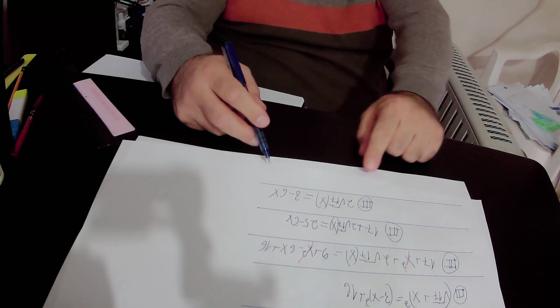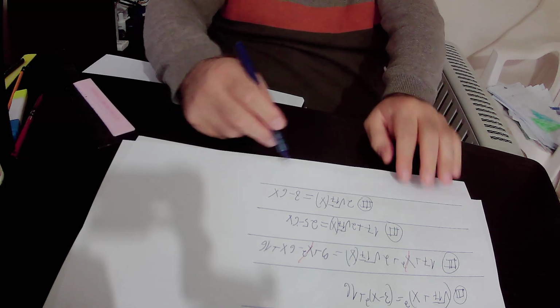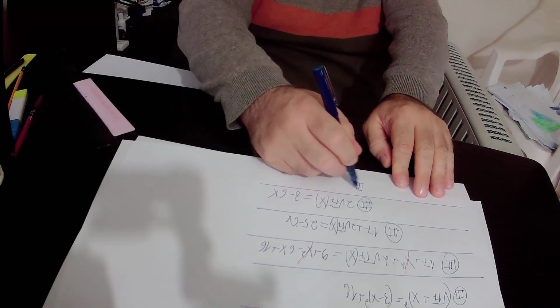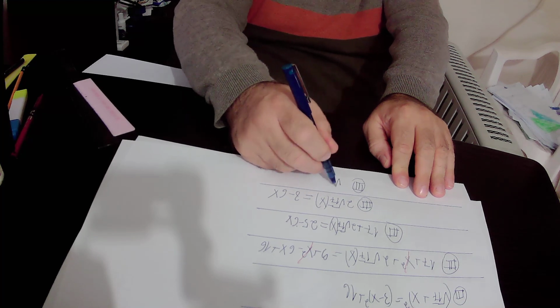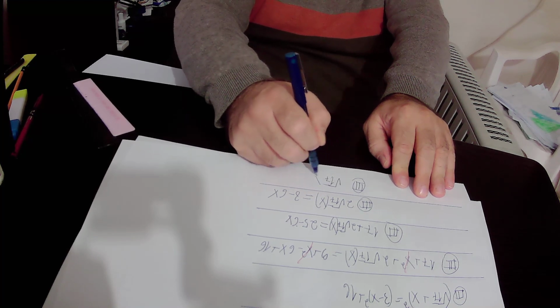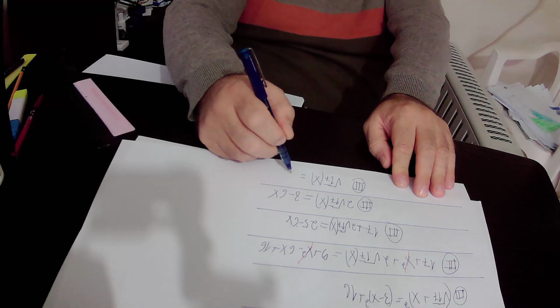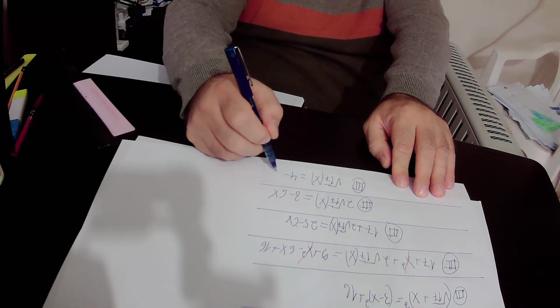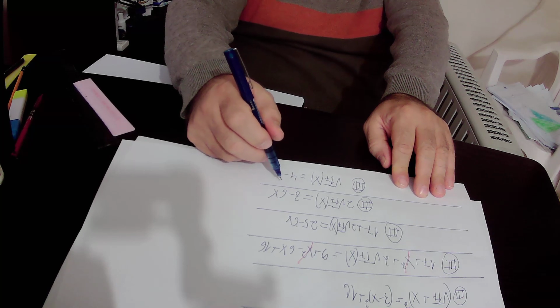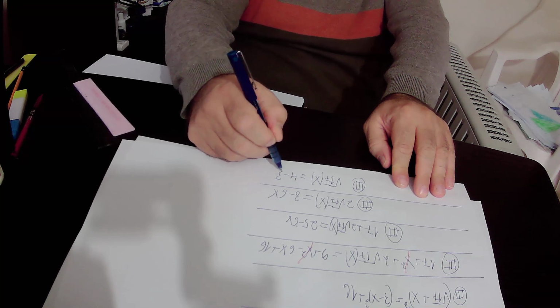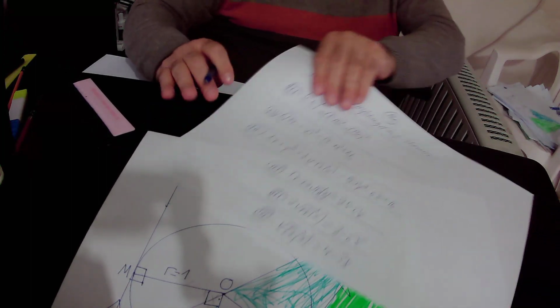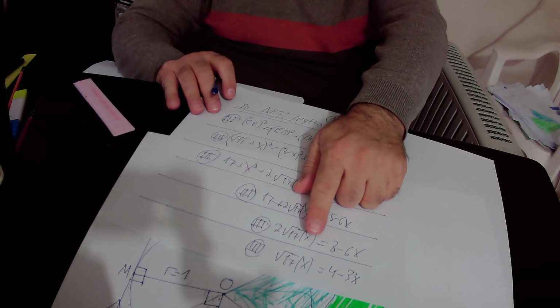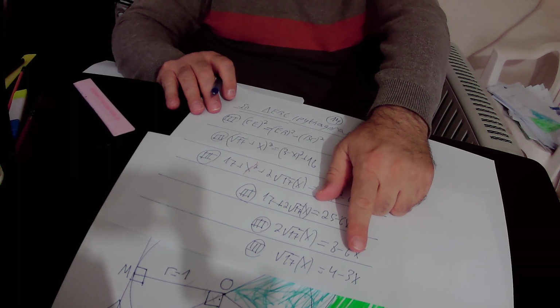So here we will divide equation number 3 by 2, and we will get that 2 over 2 is 1. So here we have square root of 17x equals 8 over 2, which is 4, minus 6x over 2, which is 3x. So in conclusion, according to equation number 3, square root of 17x equals 4 minus 3x.